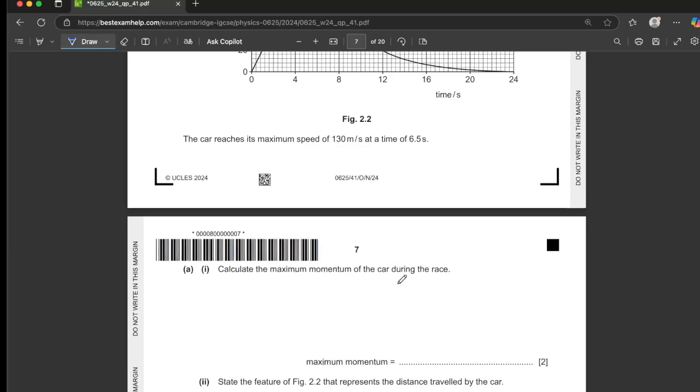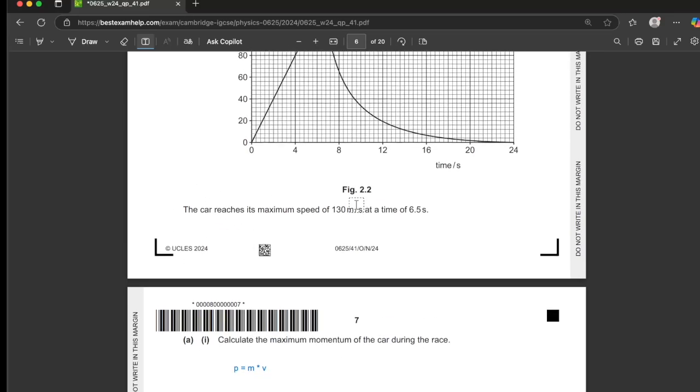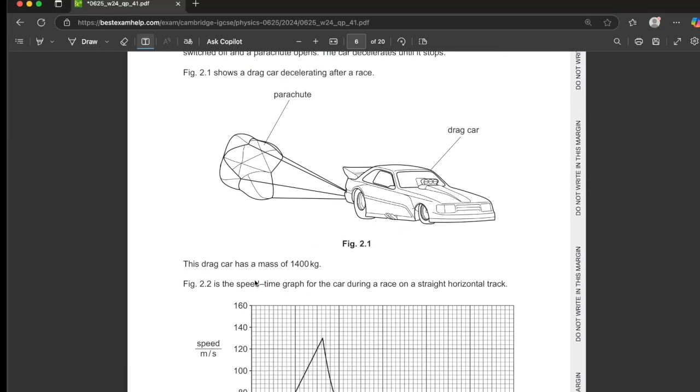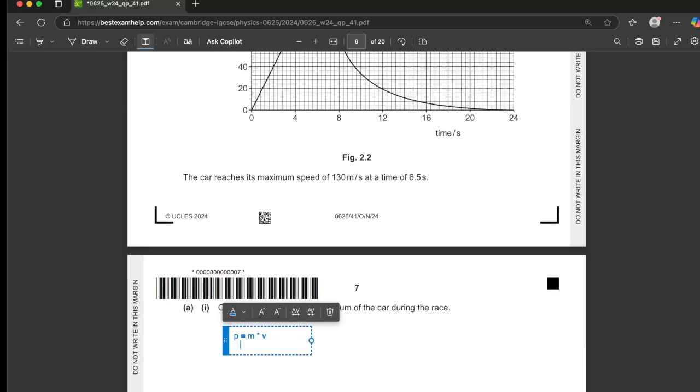Calculate the maximum momentum of the car during the race. Let's just write the equation. Momentum is equal to mass times velocity. They also give us the maximum speed, so to get maximum momentum, we use maximum speed, and we also have the mass. Mass was 1400, and the velocity is 130.